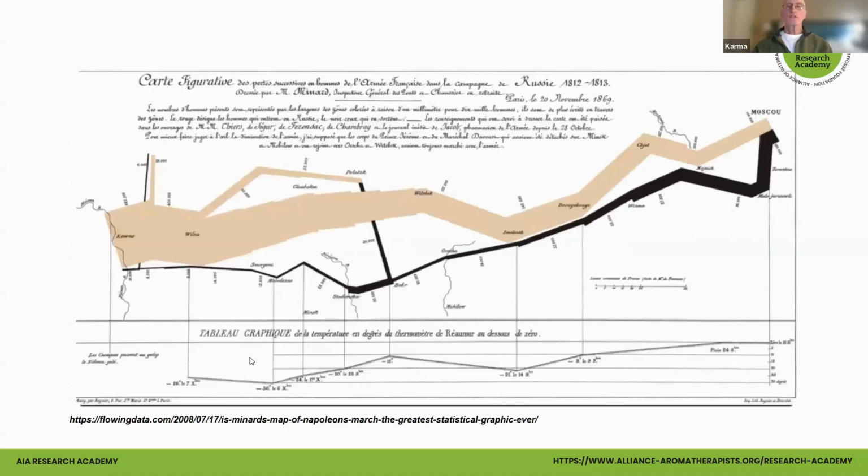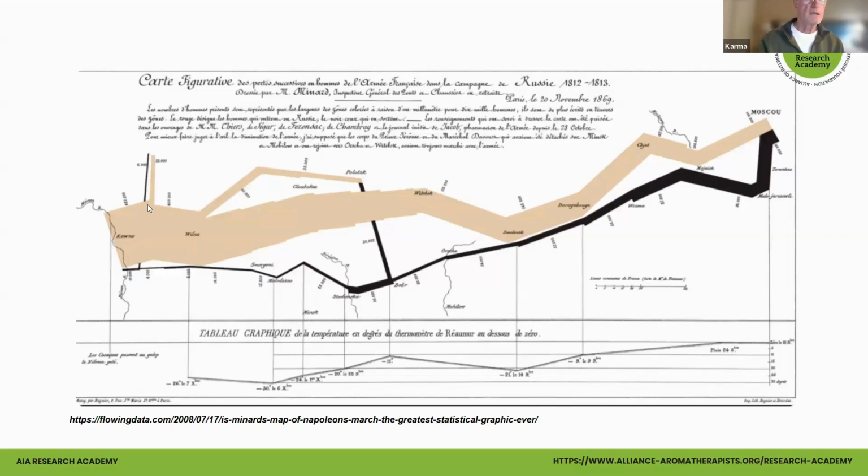Okay, this, by authorities, this claims to be the best graph of all time. It was made by a French engineer after the fall of Napoleon. And what it shows is this width here is the size of the Imperial Army. And they marched from this town in Lithuania all the way up to Moscow. And that's the tan line. And then the black line is them coming back.